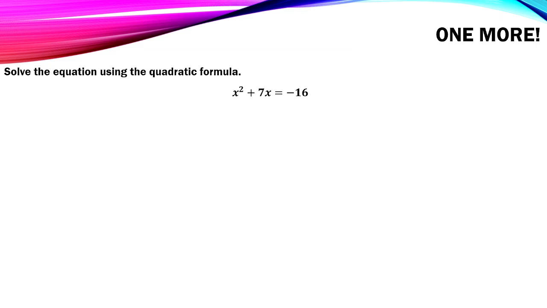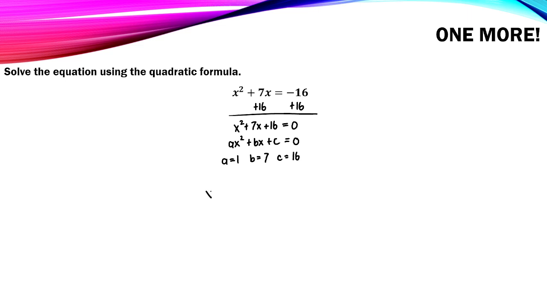All right, so for this one, we have x squared plus 7x equals negative 16. Again, if I ask you to solve it using the quadratic formula, we'll add 16 to the other side so that we could put it in standard form. And then once we put it in standard form, we could find our a, b, and c's so that we could plug it into our quadratic formula. So in this case, our a is 1, our b is 7, and our c is 16.